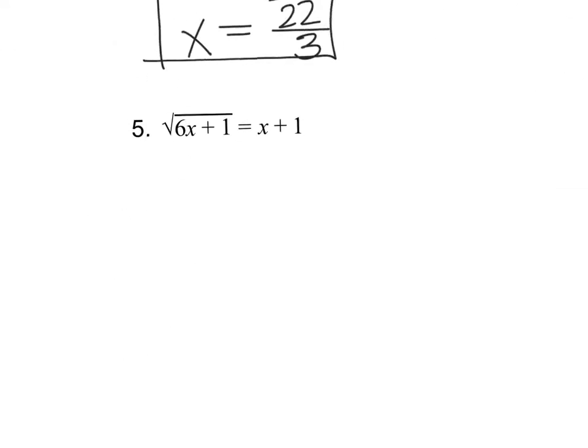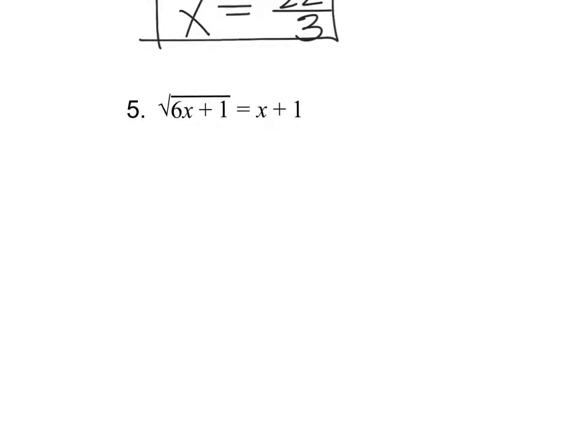Next, we're going to solve a radical equation. So we have the square root of 6x plus 1 equals x plus 1. Our radical is isolated, so we're going to go ahead and raise each side to a power, and in this case, that's going to be squared.